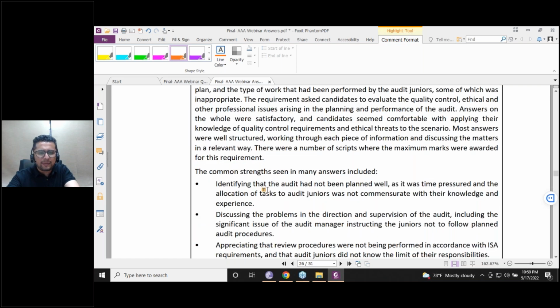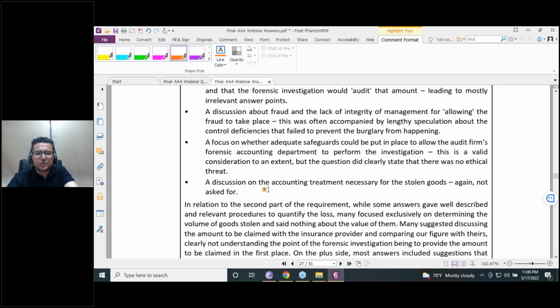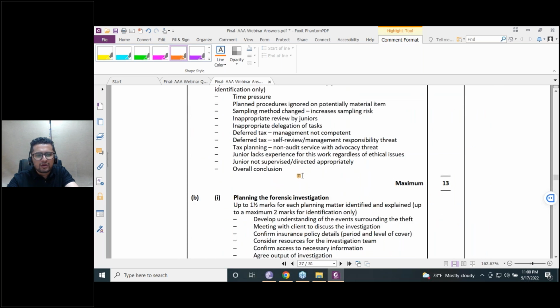You should not attempt part B because part B is relevant to forensic audit, which we have not studied as of now. So the audit was time pressured, planned procedures were ignored, sampling method was not followed, review was performed by juniors, going concern was delegated to juniors, deferred tax management is not competent enough, deferred tax will lead to self-review threat, tax planning means self-advocacy threat, juniors are not aware of the ethical issues, they need proper training. Is this clear?